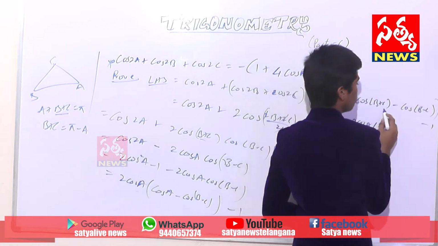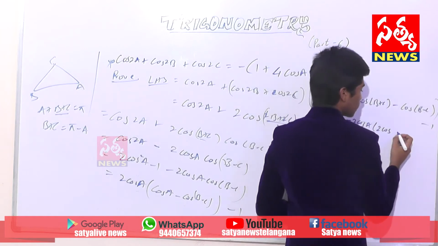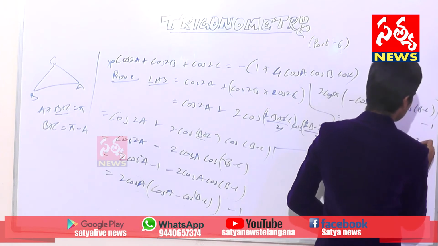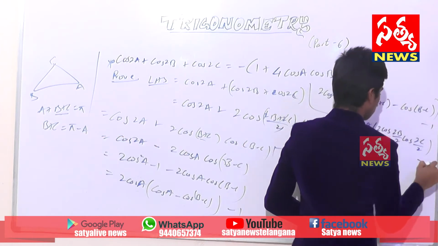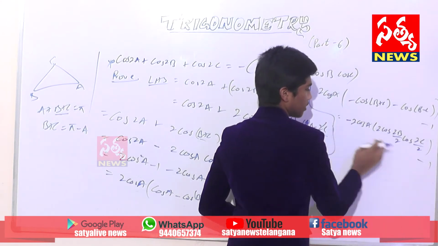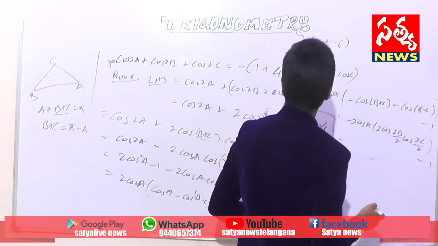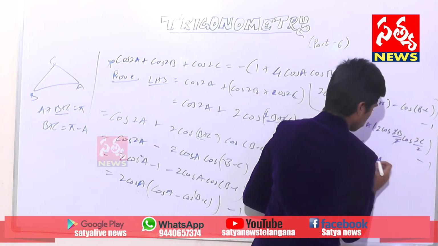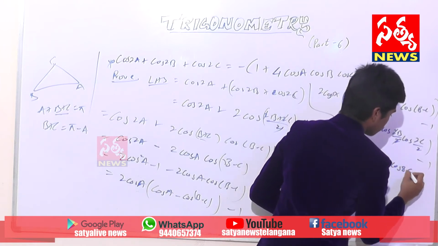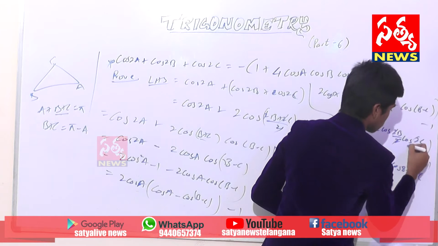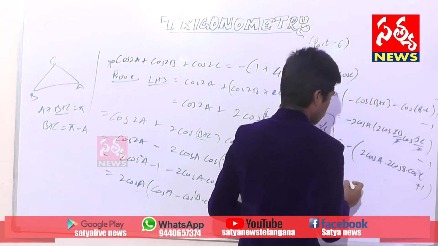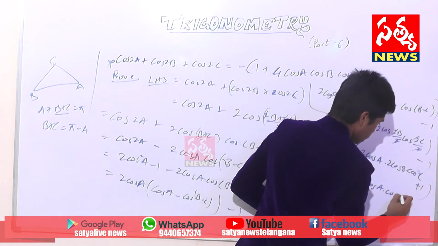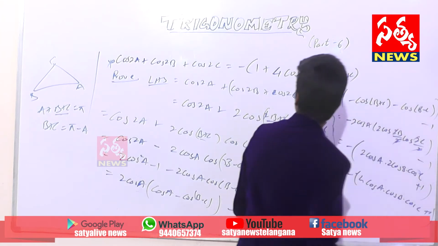So if we take b plus c plus b minus c, c gets cancelled and we get 2b by 2 into cos 2c by 2 minus 1. As here minus and minus, we can take minus common, 2 cos a into 2 cos b into cos c plus 1, minus of 2 into 4 cos a into cos b into cos c plus 1.